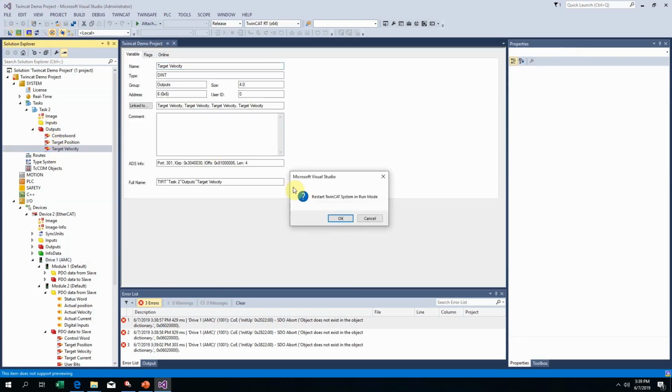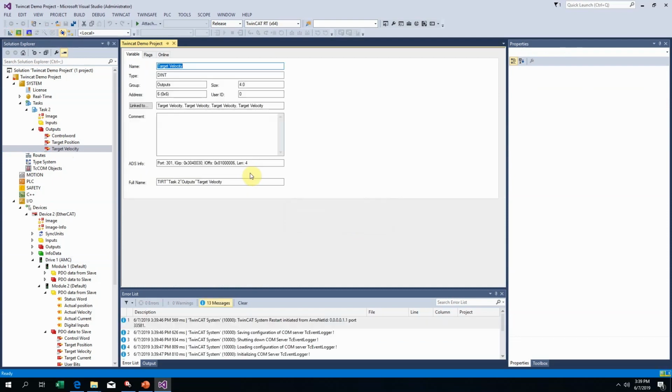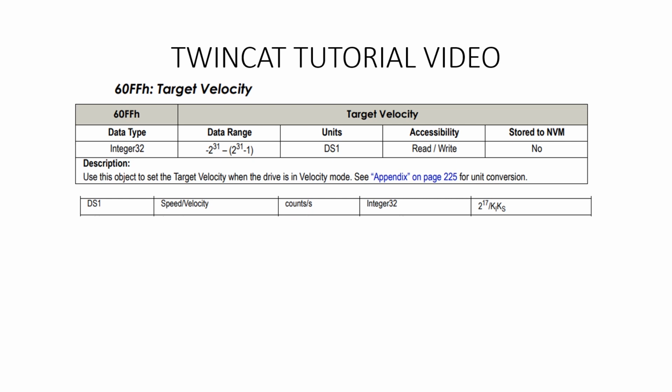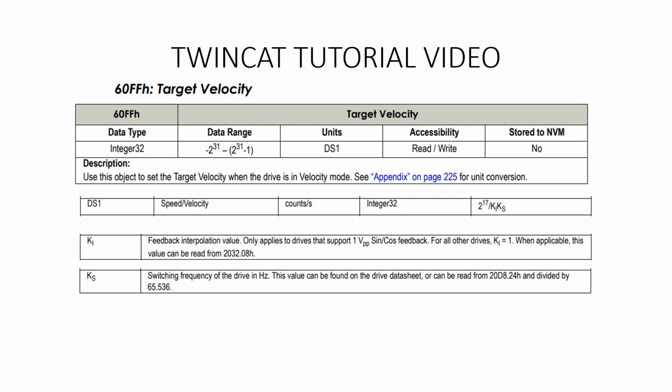Activate the configuration again. Unlike position commands, velocity commands require some unit conversions. From the AMC EtherCAT communication manual, the target velocity object is in units of DS1. Thus, you will need to multiply the desired target velocity by the scaling factor before sending the result as the velocity command. In this case, KI is 1 because every motor is using an incremental encoder, and KS will be 20,000 because the switching frequency for these drives is 20 kHz.